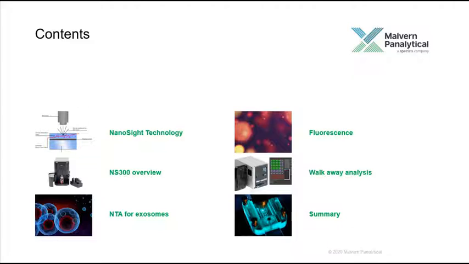In this presentation, over the next 20 minutes, I'm going to introduce you to NanoSight technology and show you one of our instruments, NS300 in action. Next, I'm going to give you an insight on how NanoSight products are used in exosomes characterization, including fluorescence labeling for exosome speciation. If you are interested in automation and walk-away analysis, in the last section, I will discuss Sample Assistant Auto Sampler accessory. I hope you will enjoy the time with me today.